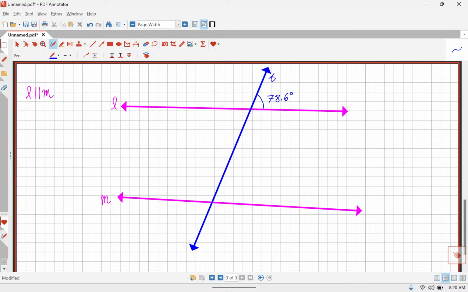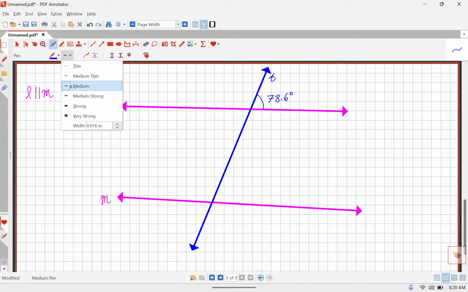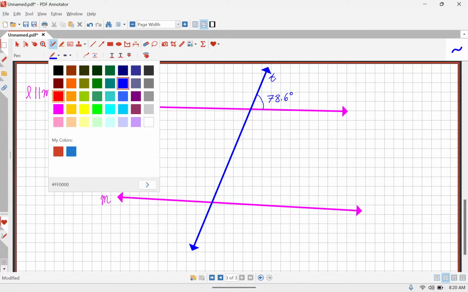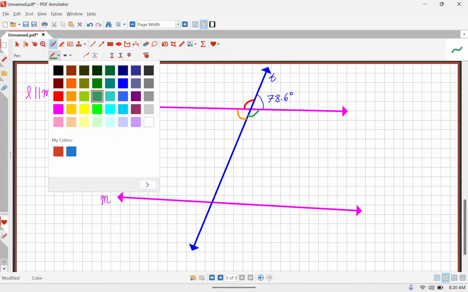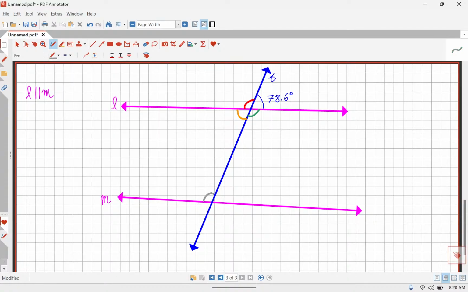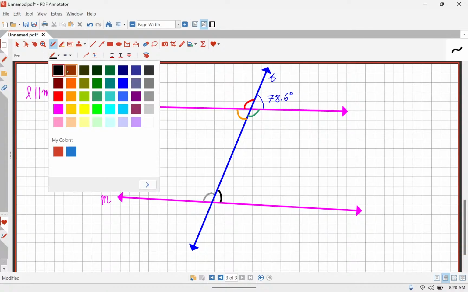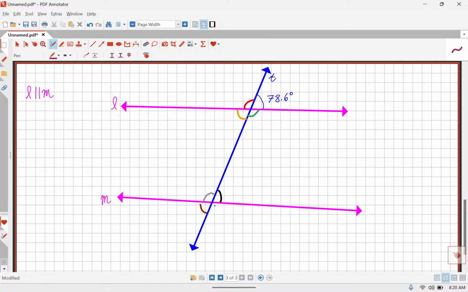Let's see here, guys. I'm going to use some colors here to help us do this. We'll go red, orange, green, gray, black, brown, and what am I missing? Purple. There you go. Perfect.